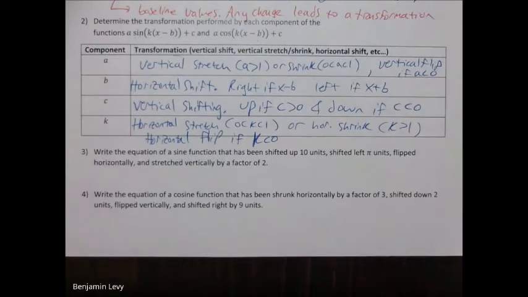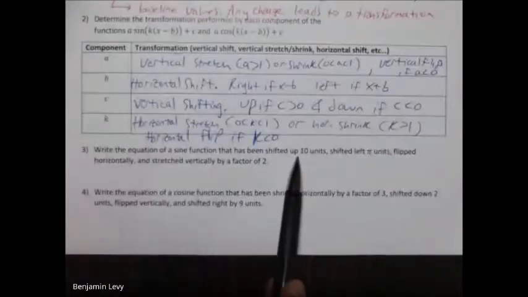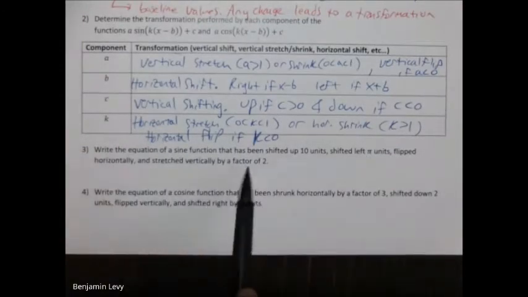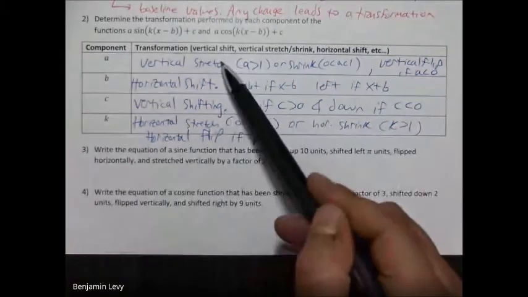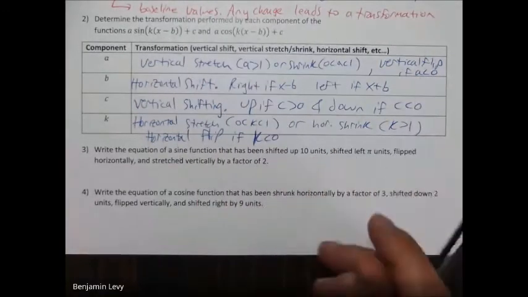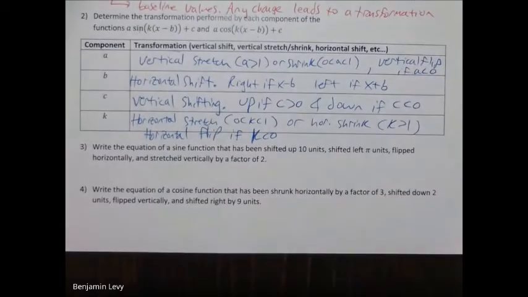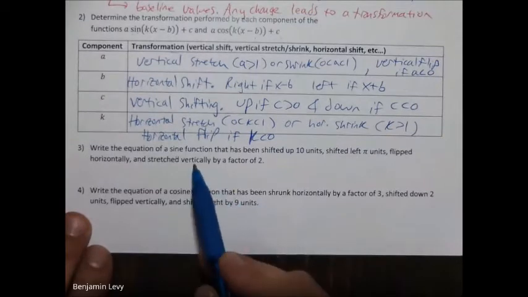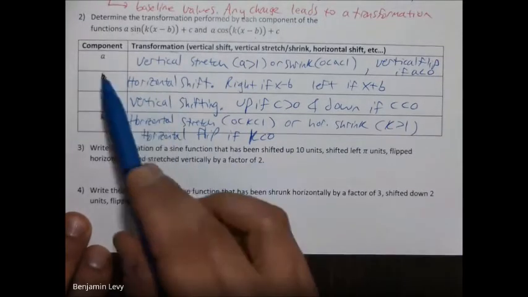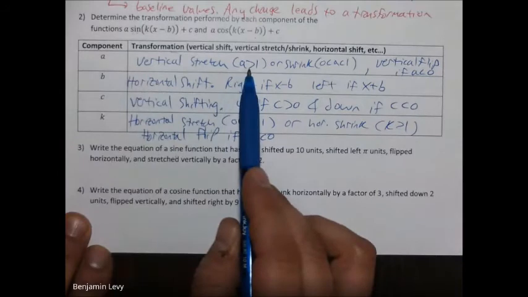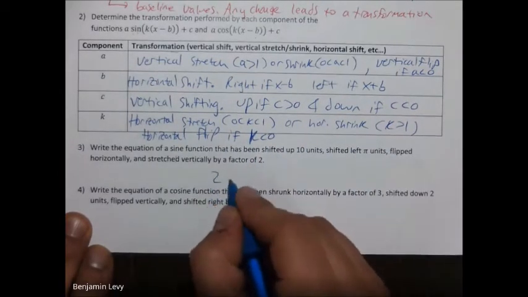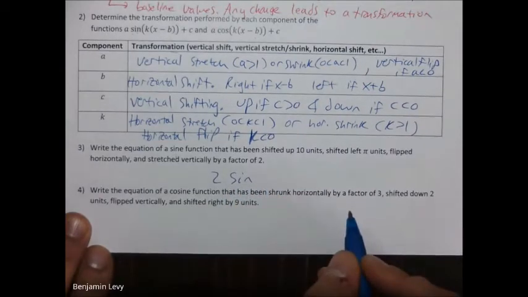if not earlier. I want to write the equation of a sine function that's been shifted up 10, left pi, flipped horizontally and stretched by a factor of 2. We apply these transformations to these functions, and it becomes the following. Right, so we're going to mess around with sine. The first thing we're going to do is vertically stretch it by 2. So that's the a. Vertically stretching is when it's bigger than 1. If we want it to be a factor of 2, that means a is 2. And so we'll have 2 sine. That's going to be the vertical stretch.